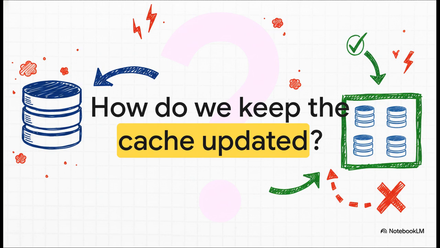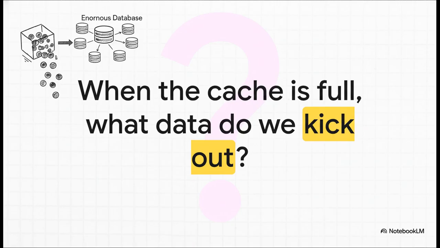The database, that's the real source of truth. So what happens when the data in the database changes? How do you make sure the copy sitting in your cache doesn't get old, stale, and just plain wrong? And right on the heels of that is problem number two.